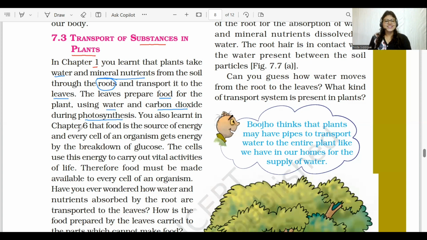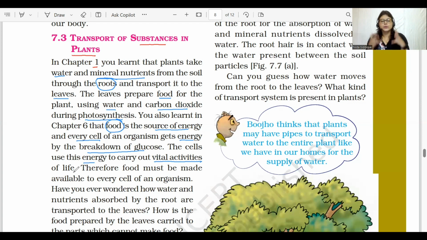And you have also learned in chapter 6 that food is the source of energy. So the plant also needs energy in order to perform various functions, right? So from where the plants are going to get that energy? Of course, from the food that is being prepared by the plant. Okay, and this food is utilized by every cell of the organism in order to get energy. And how that food is being utilized by our body? By the breakdown of glucose. So the cells will use this energy in order to carry out vital activities of life.